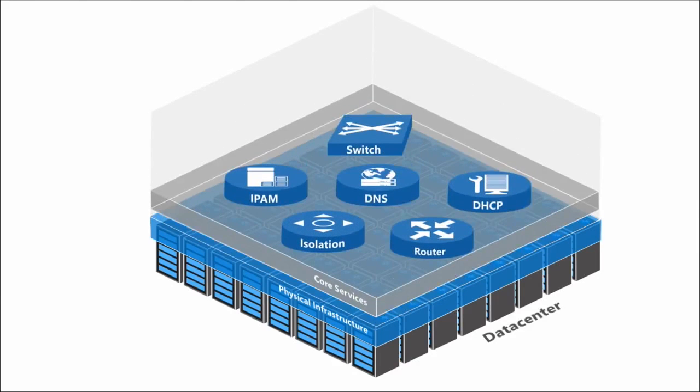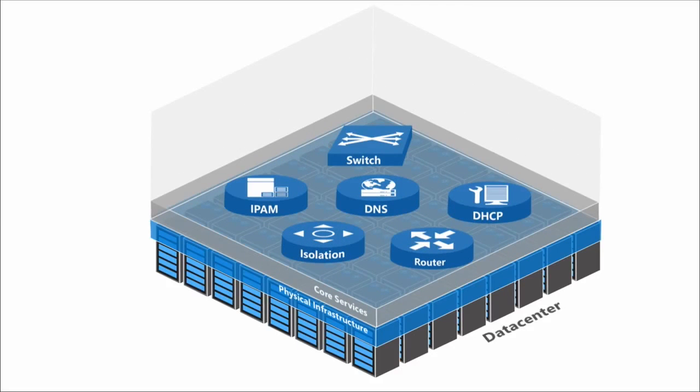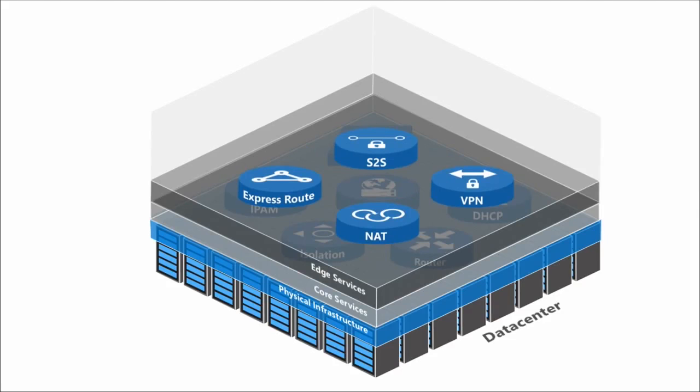So if we bring some of these core services on top, core services like DNS, DHCP that you're familiar with, the ability to route between these different networks, isolation through network virtualization, switching through the Hyper-V hosts, and also IP address management, IPAM. All of these are core services provided by Windows Server within the environment. And then on top of that, we bring some of the edge services, some of the advanced functionality that allows our virtual network infrastructure to get to another destination, whether that's site-to-site VPN, whether that's NAT through a gateway, whether that's a more direct connection to Azure through ExpressRoute.